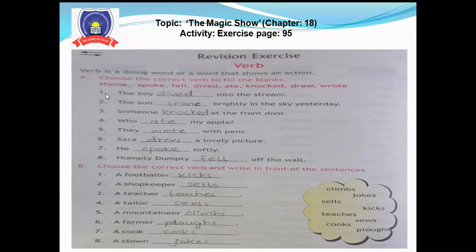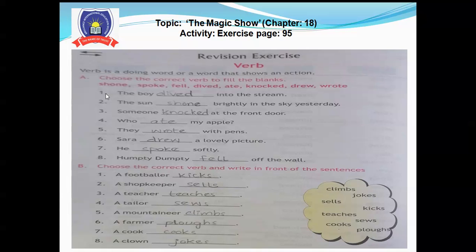Okay, now moving to the next exercise. Use the correct verb and write it in front of the sentences. What you have to do, you have to use the correct verb and then write them in the blanks given over here. Okay? Shall we start it?